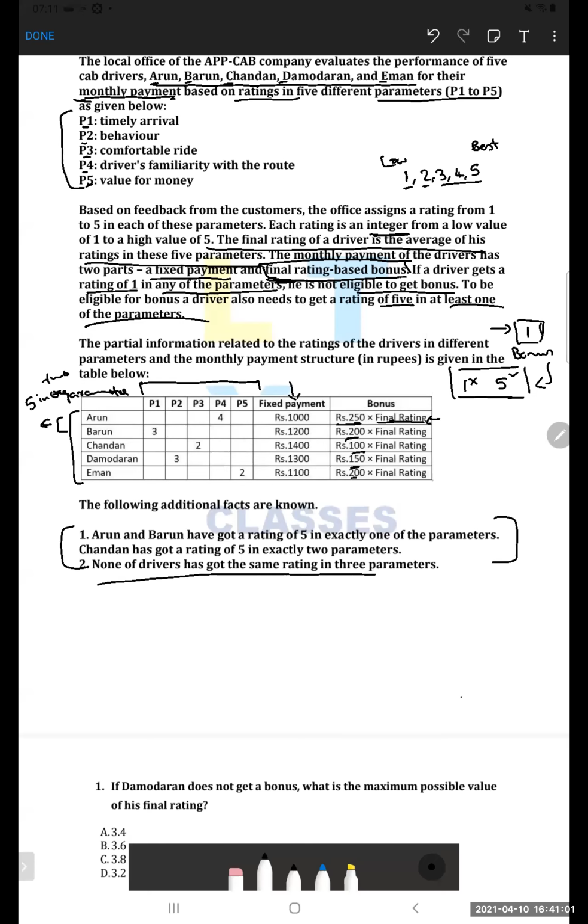None of the drivers has got the same rating in 3 parameters. So no driver has the same rating in 3 parameters, they did not get 3 ones or 3 twos or 3 threes, 3 fours or 3 fives. So then the max they would have got is 2 ones to 2 fives. They wouldn't have got more than two of any same rating in any of these parameters. So these are the conditions.